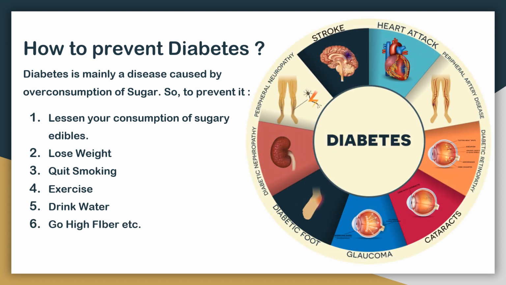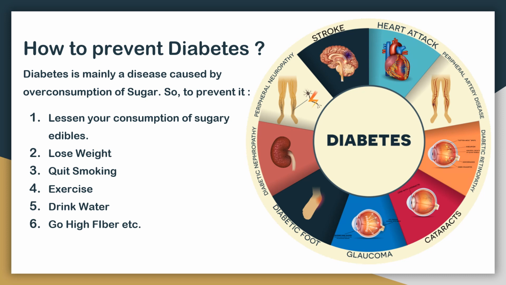Now the question arises, how to prevent diabetes. Diabetes is mainly a disease of sugary substances. People believe if you are eating too much sugar, you can have diabetes. It is true, but not always. If your pancreas is functioning but is not producing enough insulin, still you can have diabetes.